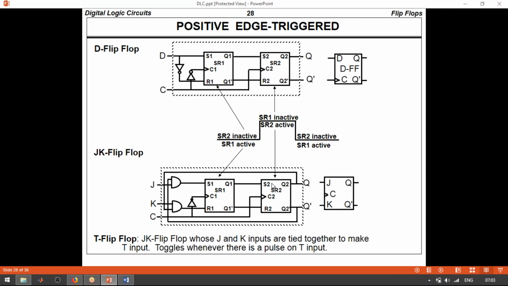Next one is the JK flip-flop. In the SR flip-flop, the Q output will be coming to the K AND gate, and the Q bar will be connected to the J. So in the 1-1 condition, where a metastability state occurs in SR, here there's a toggling state. Q of t plus 1 equals 1 when Q of t equals 0, and Q of t plus 1 equals 0 when Q of t equals 1. That's actually a toggling state.